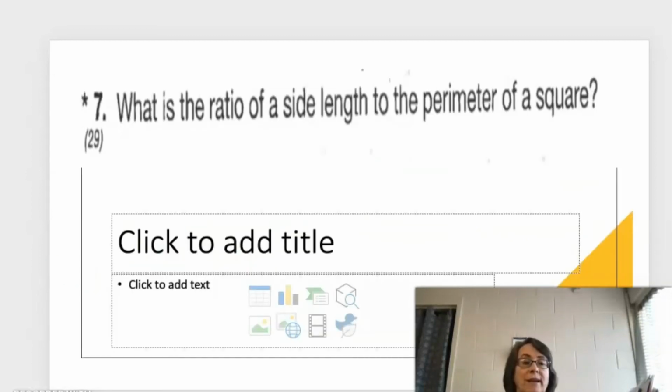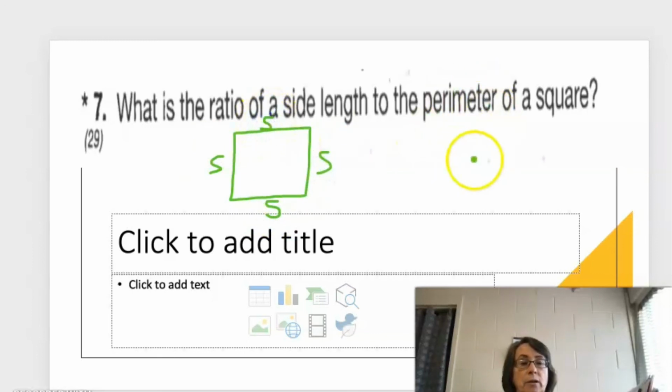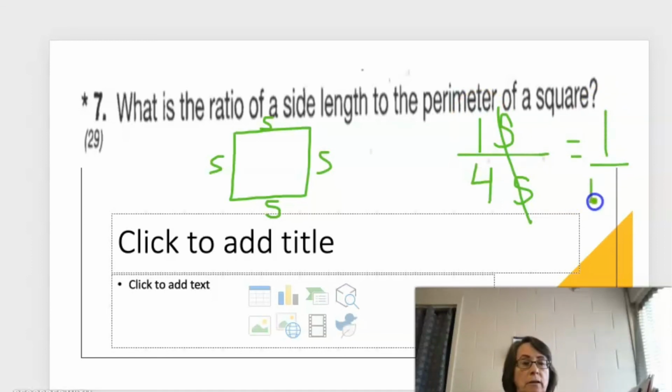Okay. And what is the ratio of a side length to the perimeter of a square? Okay, so the ratio, let's look at a square. Now remember a square has all the same sides. So we're just going to make side, side, side. And the perimeter would be 4 times the side. And the side length would just be one side. So the ratio of a side length would be side to 4 times side. The sides would cancel, leaving a 1. And the ratio would be 1 to 4. Or 1 to 4 is the answer.